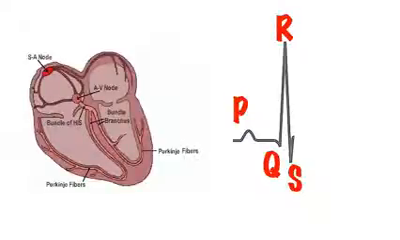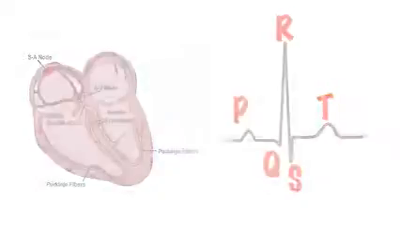Because the cells have depolarised, they need to repolarise before the next impulse. Ventricular repolarisation causes the T wave on an ECG. Atrial repolarisation is hidden by the much larger QRS complexes.